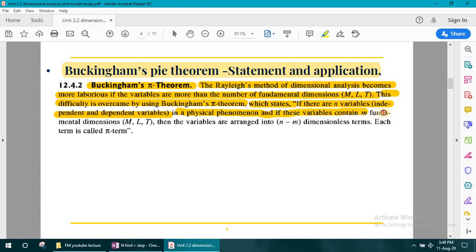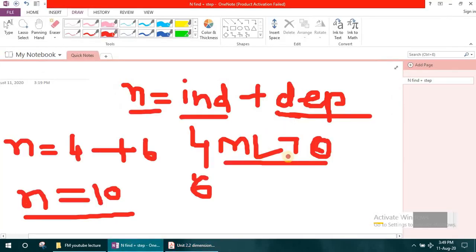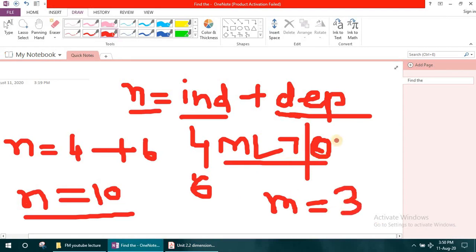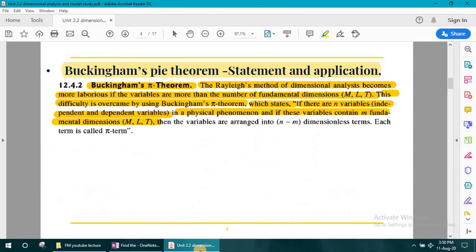These contain m fundamental dimensions, MLT, that is 3 fundamental dimensions. Out of these 4, if you are considering 3, then these are known as m. M is nothing but the fundamental dimension. Its value is fixed. We are not considering temperature in any further problems. We will consider only mass, length and time. Then we have a fixed value of m in all the problems.